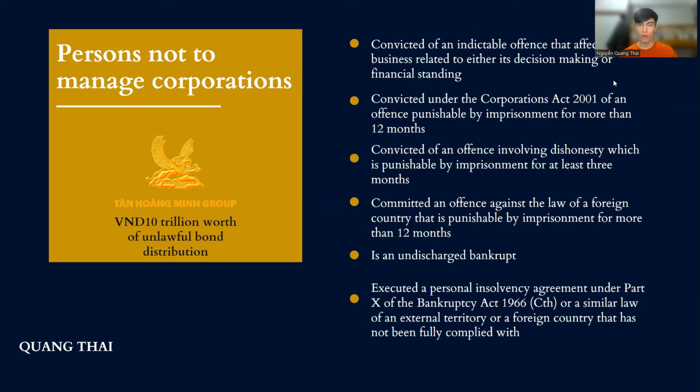Number 3, those that are convicted of an offense involving dishonesty which is punishable by imprisonment for at least 3 months. And also those that have committed an offense against the law of a foreign country that is punishable by imprisonment for more than 12 months. And number 5 is when the person is an undischarged bankrupt, which means that when a person is financially broke, they are not allowed to run a company.